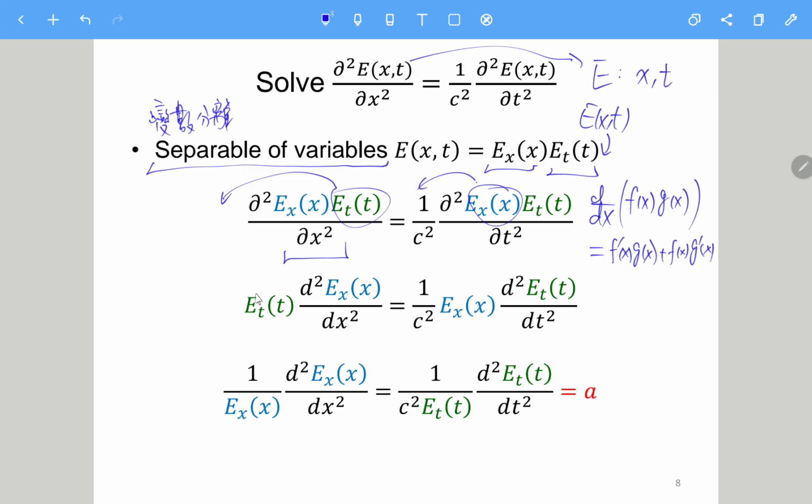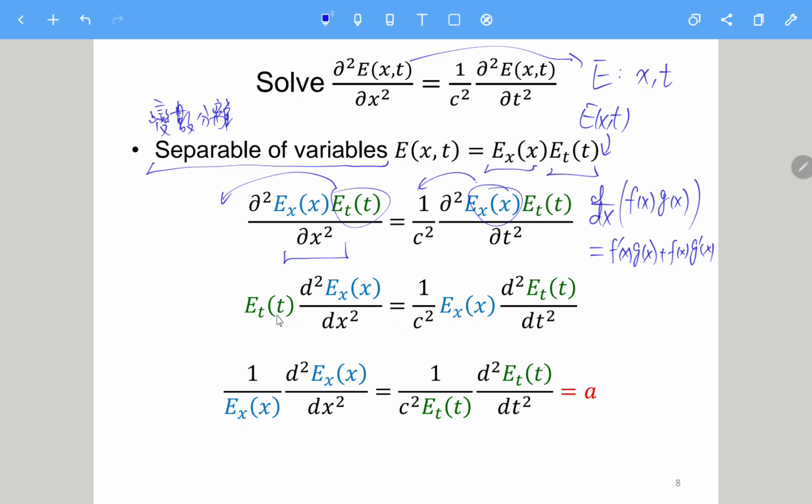So the second row is E of t times d²E_x/dx². Because this one is related to x and t, we still write it as a partial derivative. But here, we already know this is only related to x, so we can write it as an ordinary second derivative. On the right side, similarly, we have 1 over c squared and then E of x put outside. So only E of t is inside, so we have an ordinary derivative with respect to time for E of t.